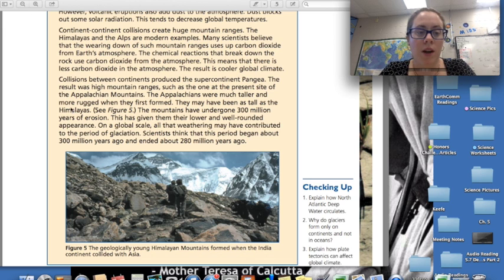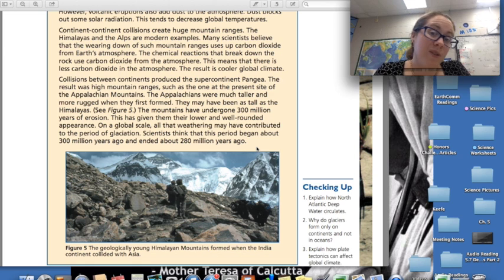The Appalachians were much taller and more rugged when they first formed. They may have been as tall as the Himalayas. See Figure 5. The mountains have undergone 300 million years of erosion. This has given them their lower and well-rounded appearance. On a global scale, all that weathering may have contributed to the period of glaciation. Scientists think that this period began about 300 million years ago and ended about 280 million years ago.